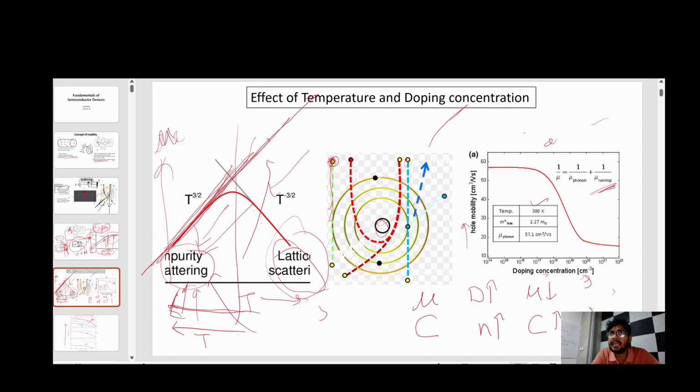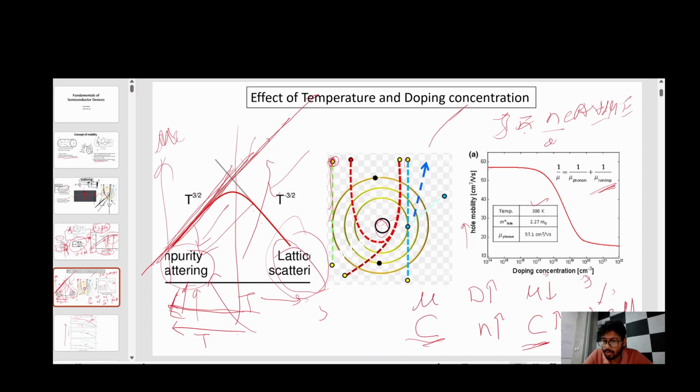Sir, actually I is equal to N E A Vd, and Vd is equal to mu into E, and J is N into E into mu. So the conductance is equal to N into E into mu. This is conductance, not the conductivity. Conductivity depends on your area as well; this conductance is divided by area.